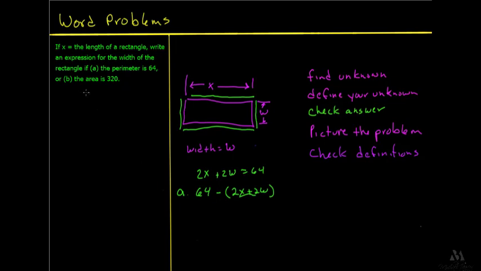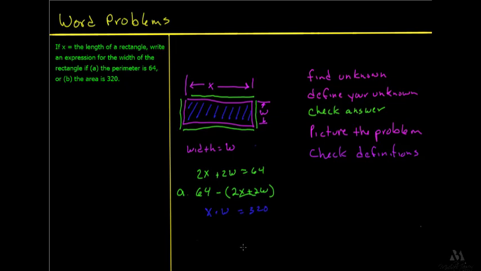Let's take a look at B. So B is the area of 320. So area would be the inside here, right? And the area is simply x times w, if you remember area. If not, you may go look it up. So what we have is x times w equals 320.